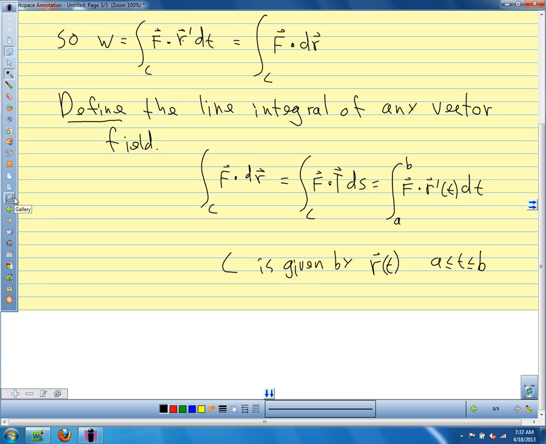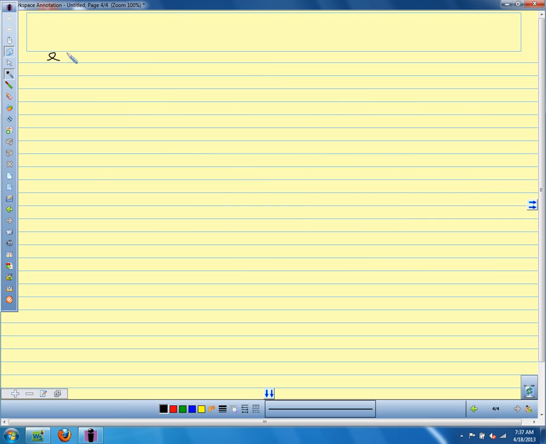And then we'll move away from line integrals, and we'll talk about integrals of vector fields over surfaces. And then we'll talk about triple integrals and vector fields and volumes. So that's where we're taking all of this stuff. All right, so let's evaluate this.